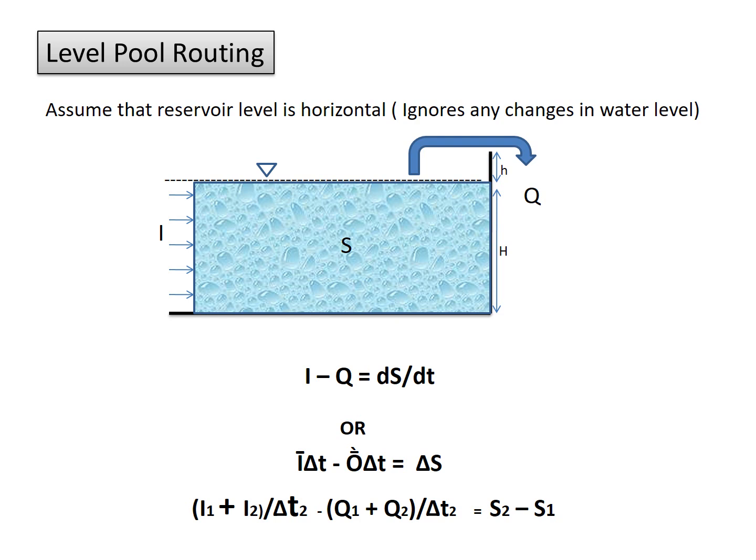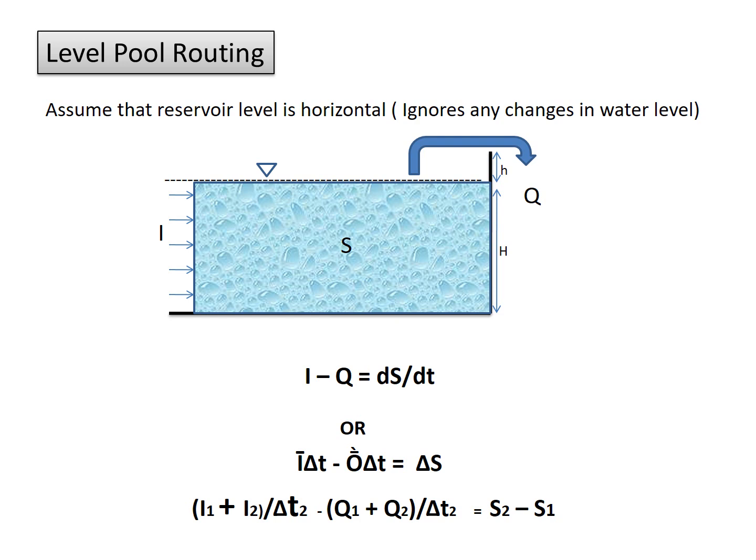There is an inflow from the upstream side. S denotes the total storage in the reservoir. The total height is H, and the flow over the crest is small h. Q is the discharge from the reservoir. From the continuity equation we can say that the inflow minus outflow will be equal to the change of storage with respect to time. On rearranging, the difference between the average of the inflow and the average of the outflow will give the change of the storage with respect to time.